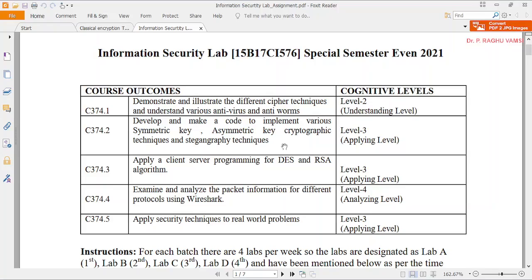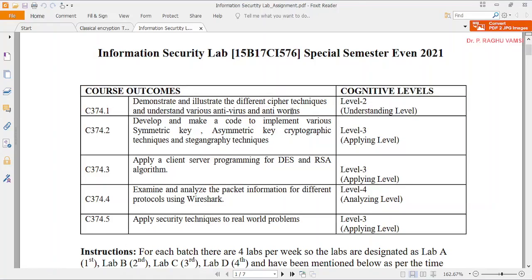Next one is analyzing packet information or traffic information of a particular protocol, or a wide variety of protocols used in computer networks, using Wireshark. That is the fourth one. And applying the security techniques to the real world, that is the fifth one. So here are the course outcomes, 1 to 5.